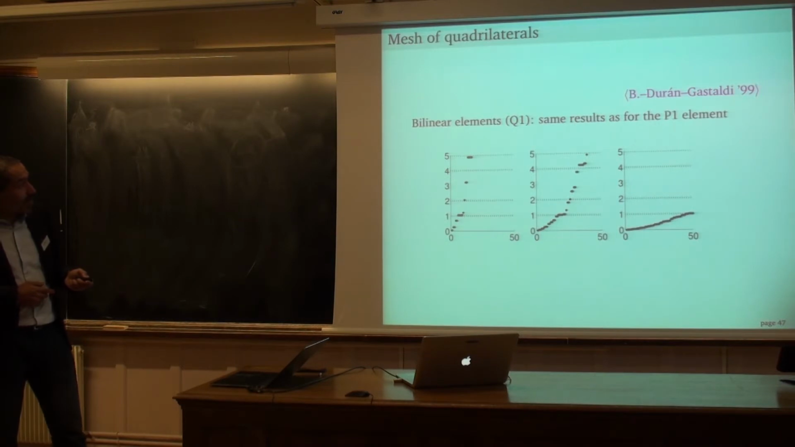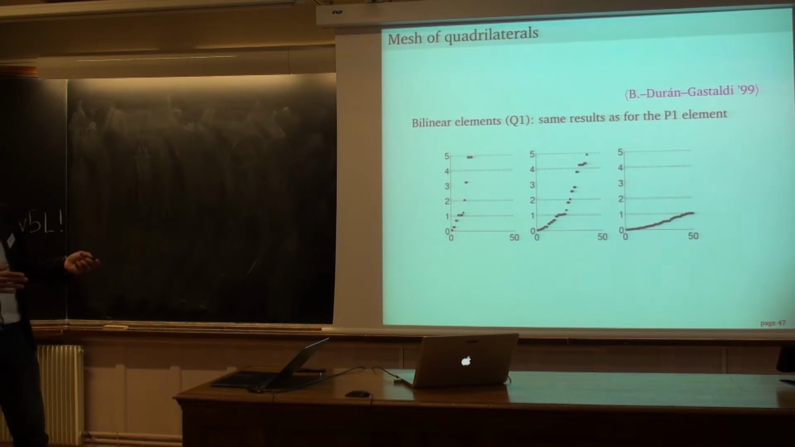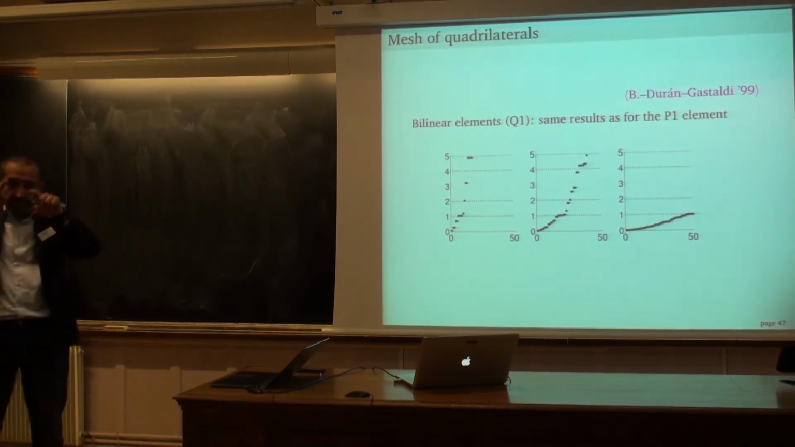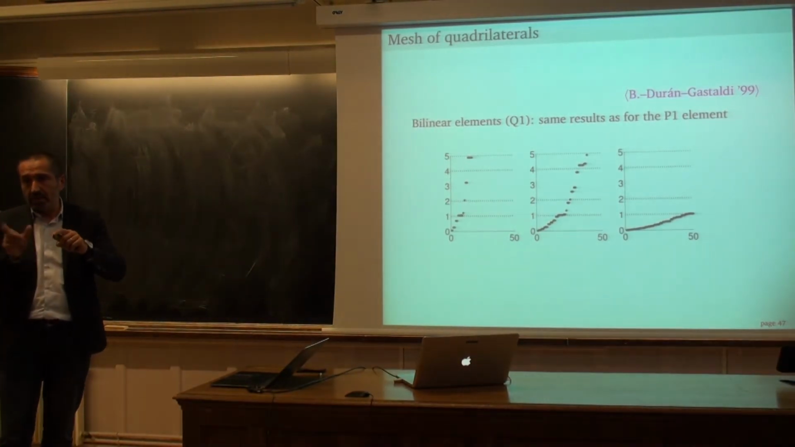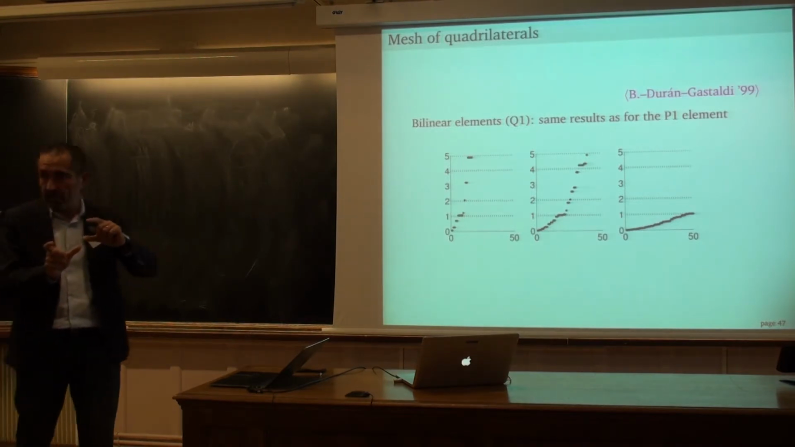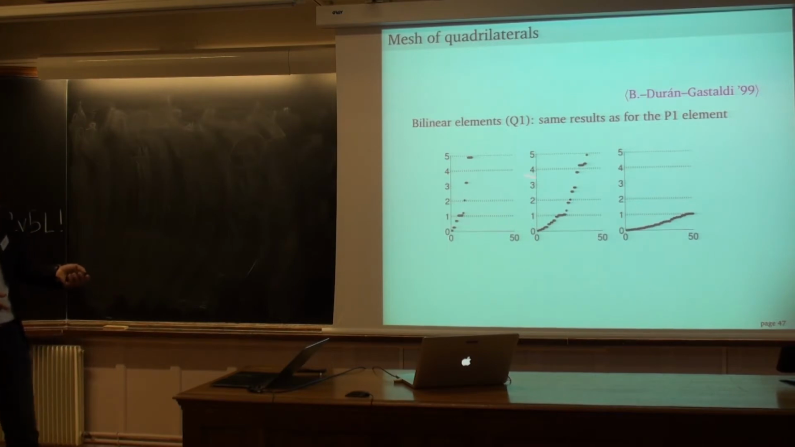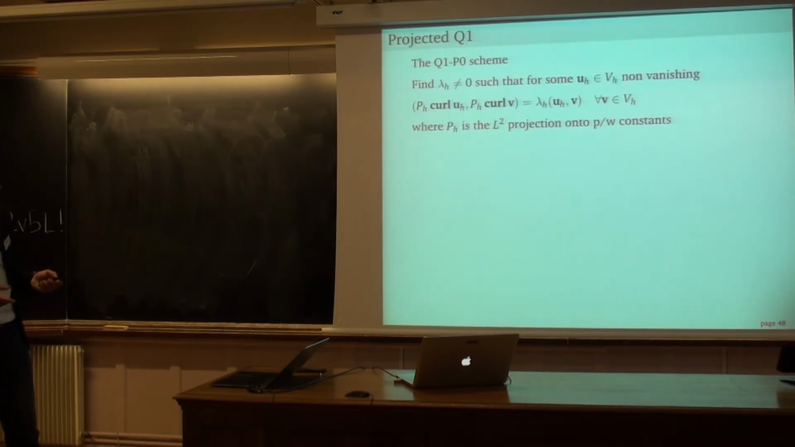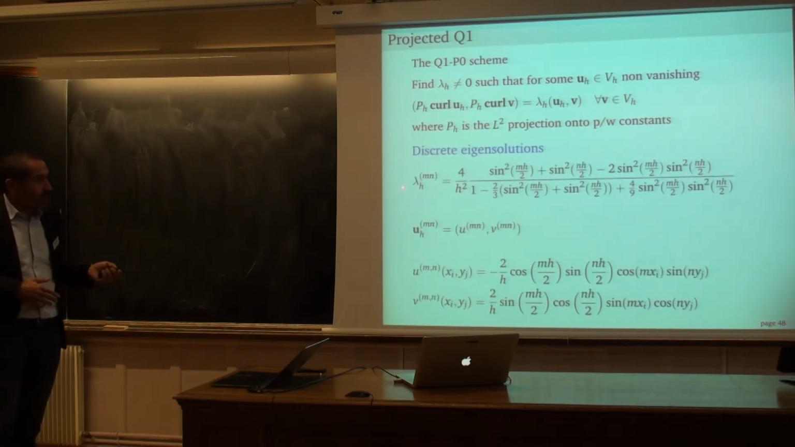And just to give you the interpretation of the spurious mode very quickly, we could compute them explicitly by using not P1 but Q1. That means that you're taking a mesh of squares now instead of triangles, and bilinear elements. So just the tensor product of P1 in 1D and P1 in 1D, P1 in X and P1 in Y. And if you use just Q1, you get something bad, like with P1. But if you use Q1 and you project the curve onto piecewise constants, by some magic, you get a nice formula that looks like this.